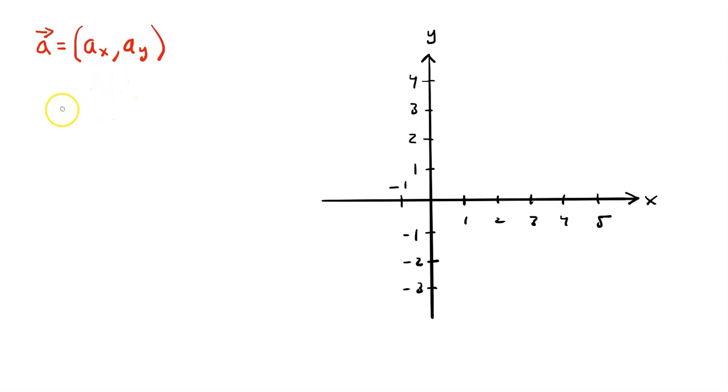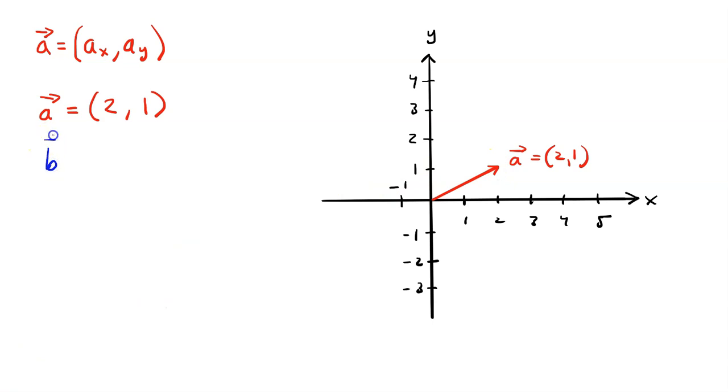For example, let's say I want to have this vector 2, 1. Then I can draw this in the coordinate system like this. That's a vector that should go two steps in the x direction and one step in the y direction. So you go 2 here and 1 up. So that's that vector. So this is A, 2, 1. This means how many steps we go in x direction. This is how many steps we go in y direction.